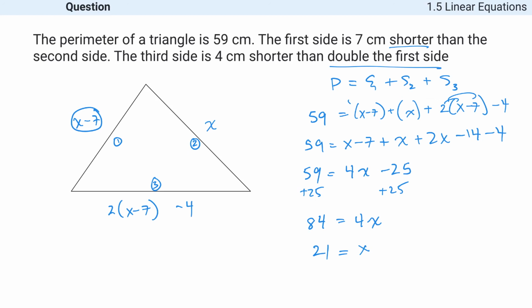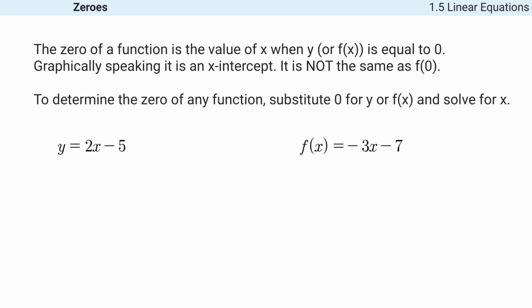The question at the end here should have said, find all sides. So now I know x is 21. So this side is 21. Then this one will be 21 minus 7, or 14. And then this one, if this is 21 here, 21 minus 7 is 14. 14 times 2 is 28. And 28 minus 4 would be 24. And then hopefully if you add those three sides up, you come up to 59. And I think that you do. Is that right? 2, 4, yeah, comes out to 59. So those are some linear equation examples.